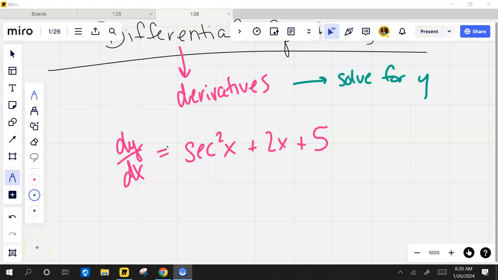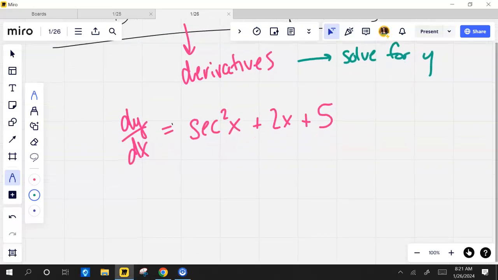This says solve for y, but I don't see a y. So what am I going to do? I'm going to take out that dy dx, but to do that, I need to kind of undo it, right? How can I undo dy dx? The antiderivative, you're exactly right. The integral, the antiderivative, right? You take the antiderivative to do the integral.